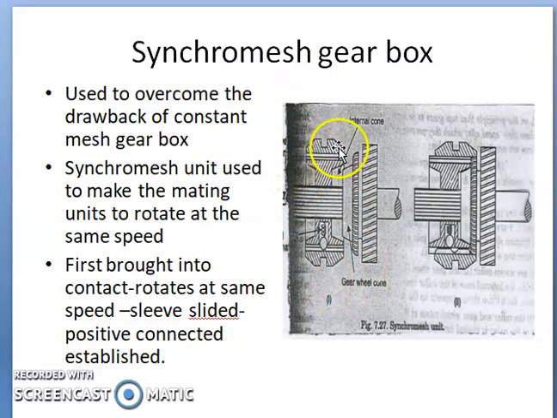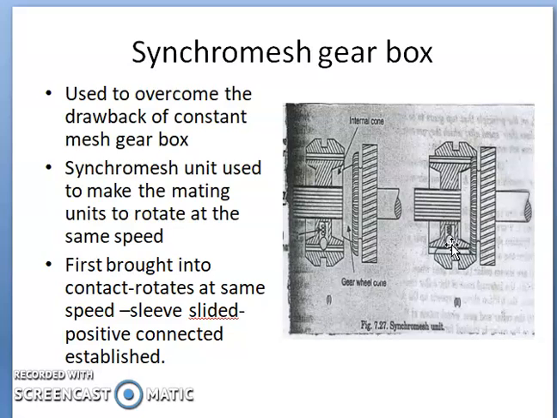So this is the synchronizing unit. Here you can see the synchronizing unit. So this is the collar or the sleeve which is slid over the engaged dog teeth. And here you can see the conical drum of the synchronizing unit, and this is the conical portion of the gear. So this is the gear. On the extended surface you have the conical portion, and you also have spring loaded balls.